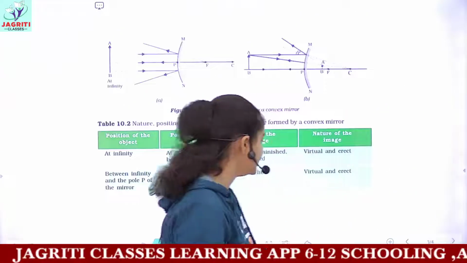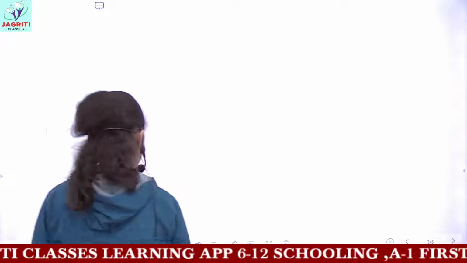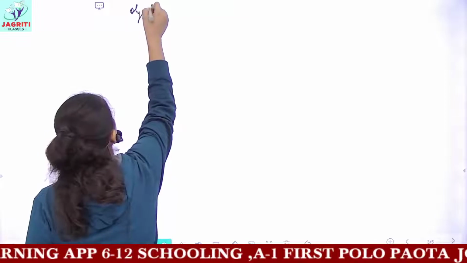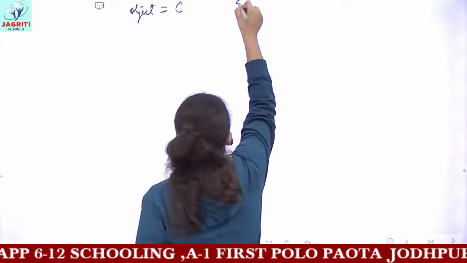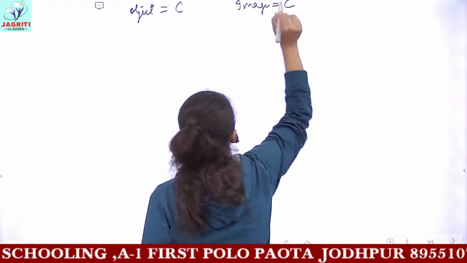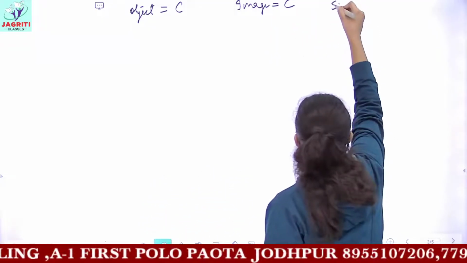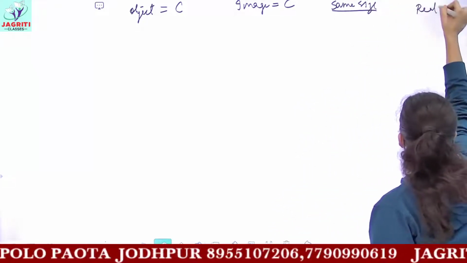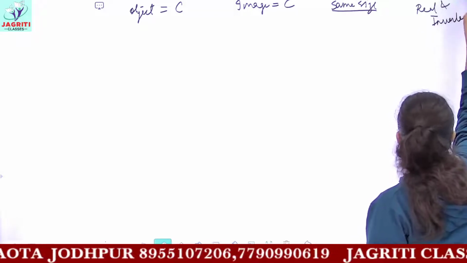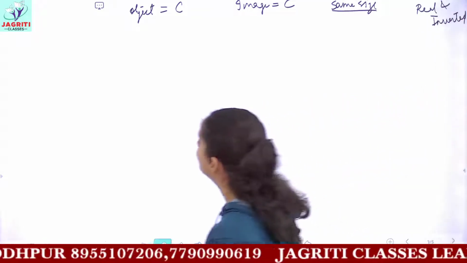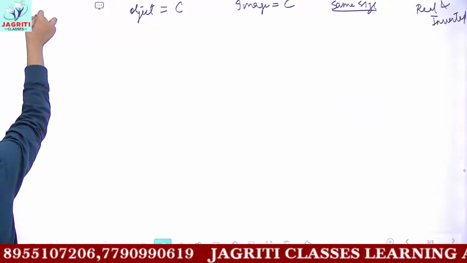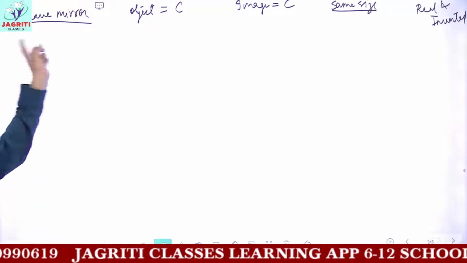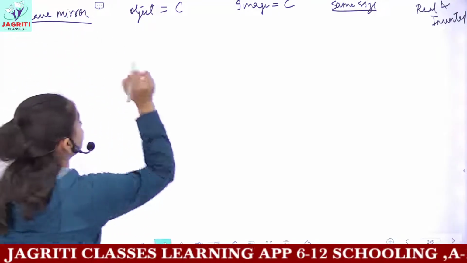Let's try to make the diagram. When the object is placed at C, here the object is placed at the center of curvature denoted by C, and the image should also be formed at C. The image should be of the same size as the object, and the image should be real and inverted. All this information we get from the table itself. So I told you we are discussing the ray diagrams of the concave mirror. So now if you are required to draw the diagram according to these points, firstly draw the mirror.